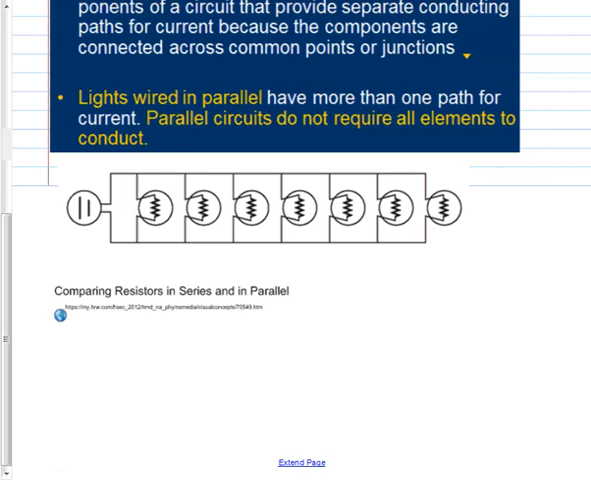So let's look right here. My current can go this way and then down there and back to the source. Or my current could be coming to the second one and back to the source, or through each and every one of those. So things that are wired in parallel have more than one path where they can go. So what happens if one of these light bulbs burns out? It's going to go down the other path. So all the other ones are going to keep going.